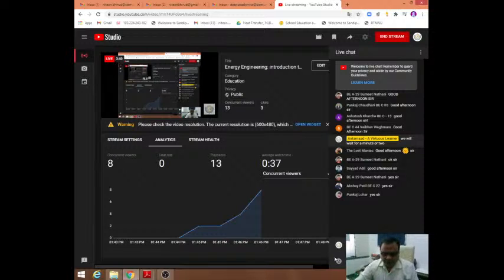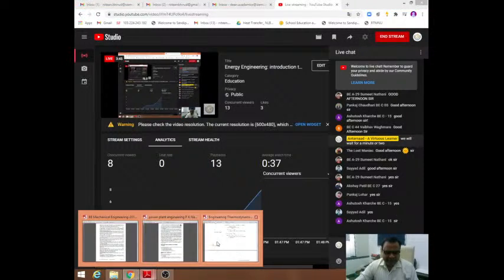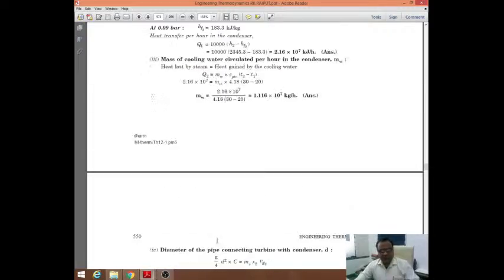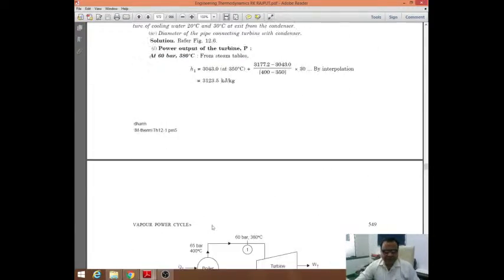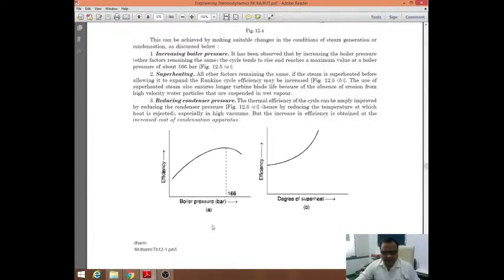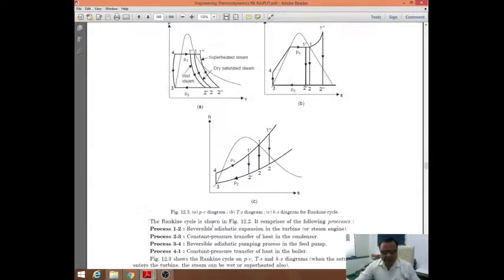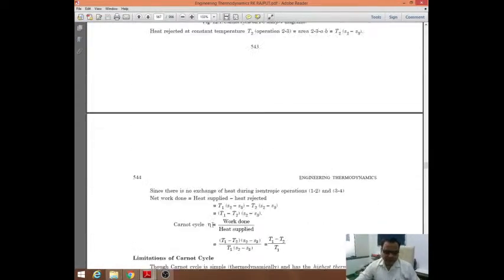So, today I am going to discuss the Rankine cycle. Already we have studied it, but let us revisit those things in a quick manner because we are expected to learn some additional things in the Rankine cycle.